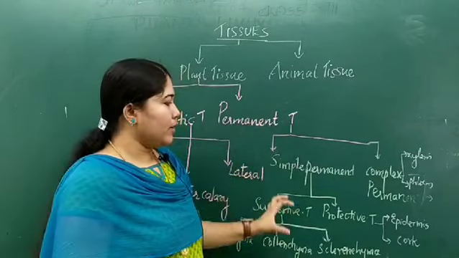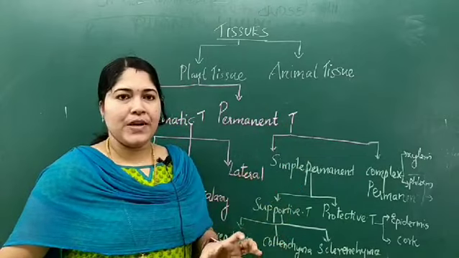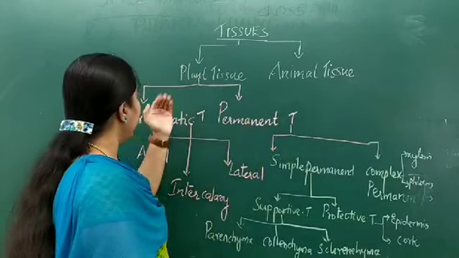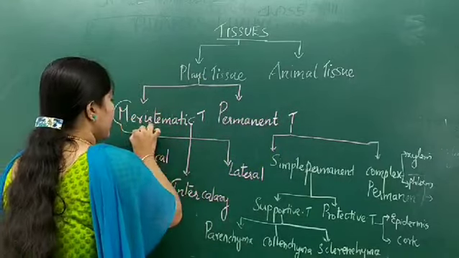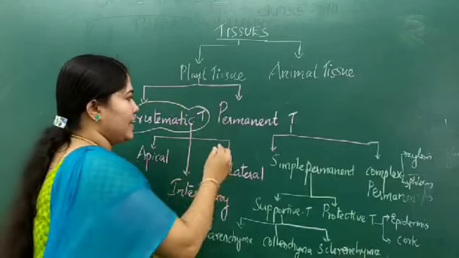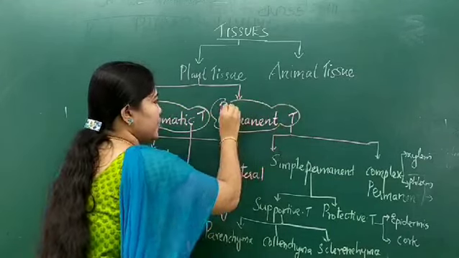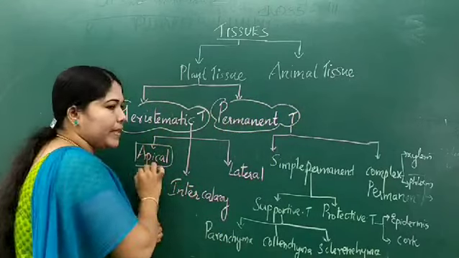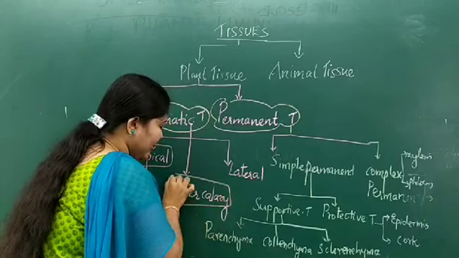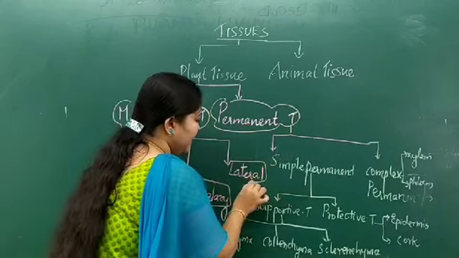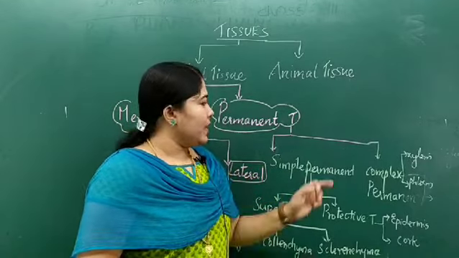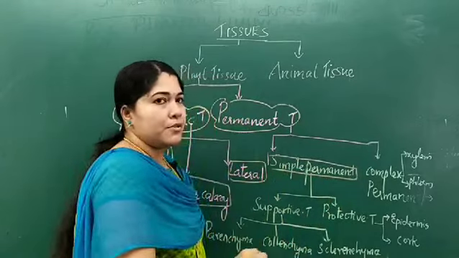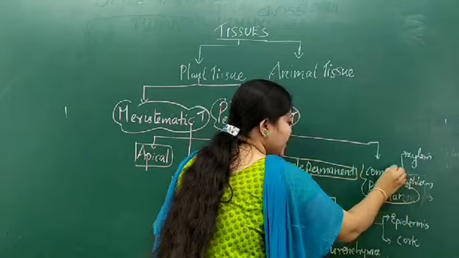So this is a general outline, students, of what we are going to study in this chapter called tissues. Plant tissue and animal tissue we will study. Under plant tissue, there are two types: one is called the meristematic tissue and the other is called the permanent tissue. Clear? And this meristematic tissue is classified into apical meristematic tissue, intercalary meristematic tissue and lateral meristematic tissue. Clear?